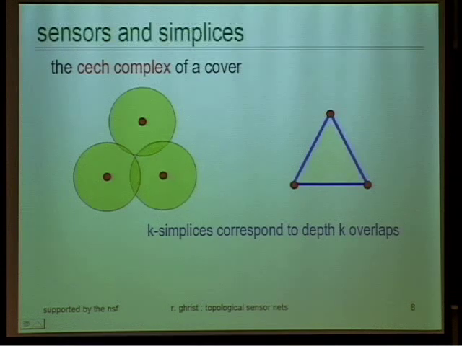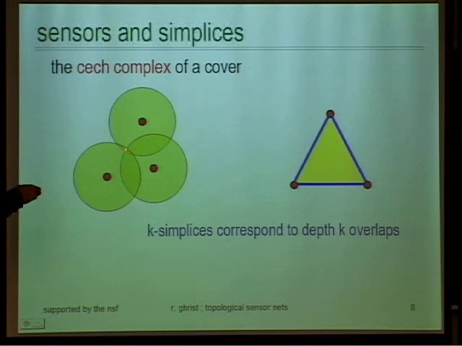If I were to, say, slide one of those disks over, now all three of those disks intersect in this very small region right here. That depth of an intersection that involves three disks, I write in by filling in the corresponding triangle of depth one intersections by a two simplex. You keep going inductively. That builds a simplicial complex.